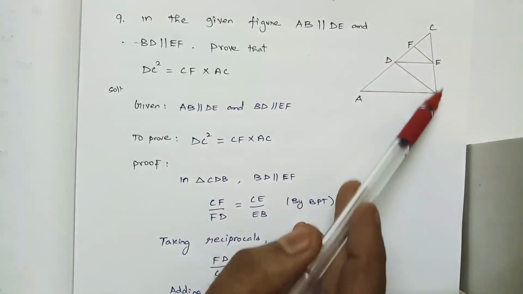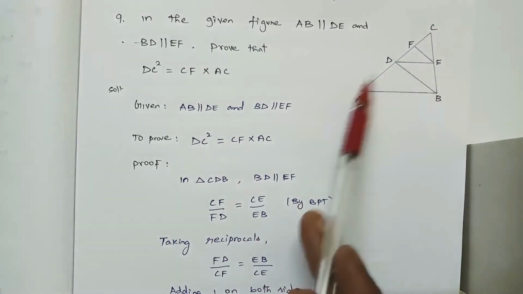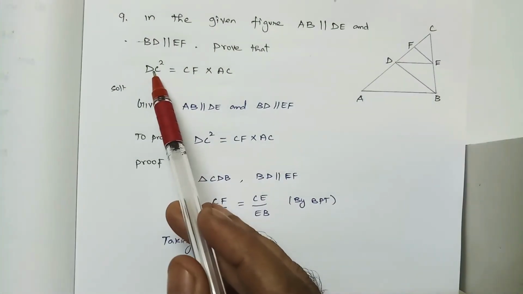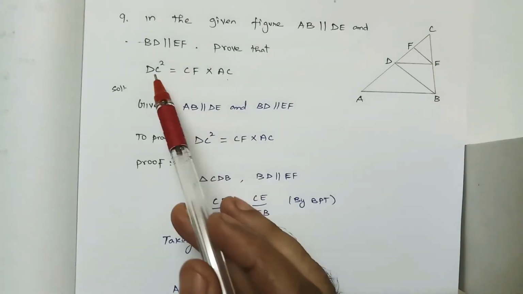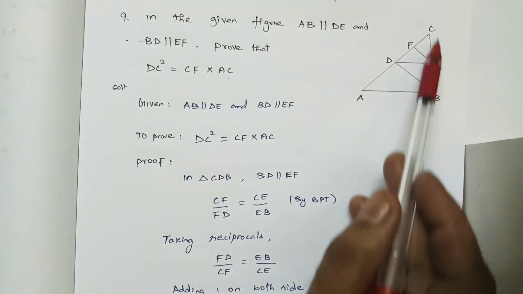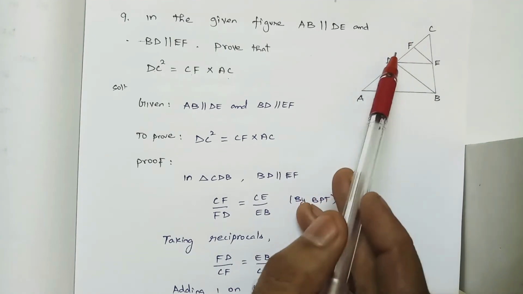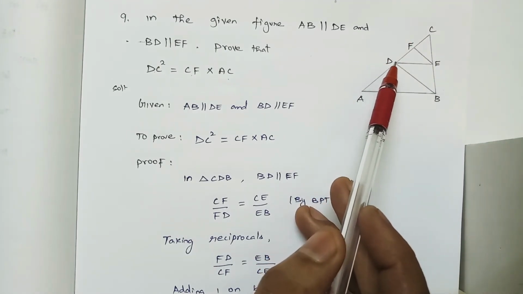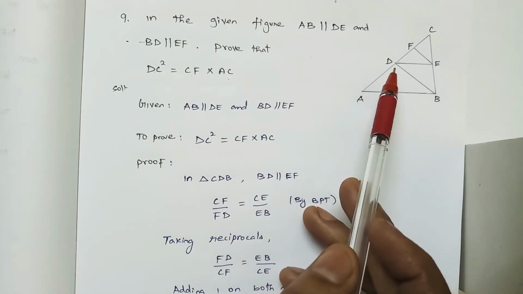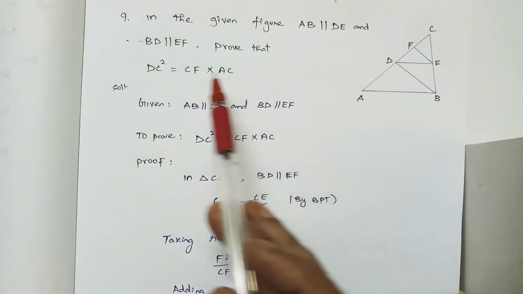In triangle CDB. Why am I choosing this triangle? Because they have given that EF is parallel to DB. Otherwise you can take triangle ABC, whatever it may be, no problem. Before that, DC is nothing but a whole side of triangle BCD, not a part of the triangle, the full side. For a full side, we find it by adding 1 on both sides. By using that method only we want to prove this.